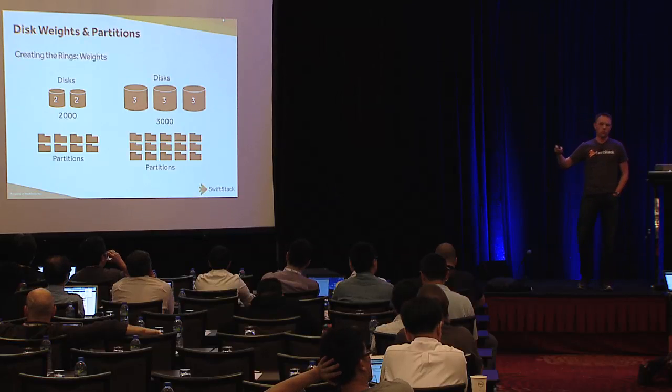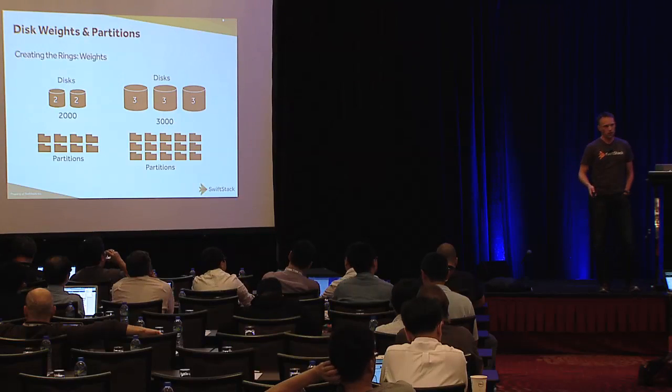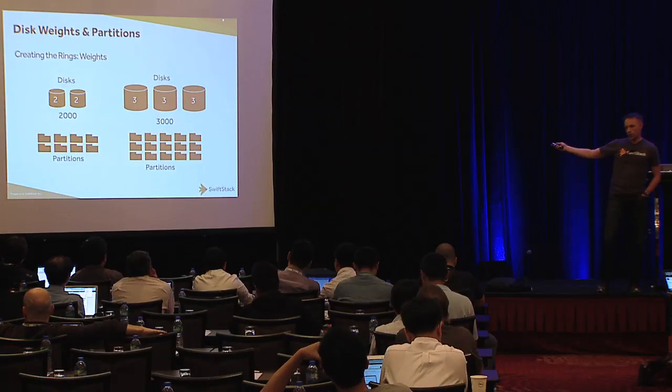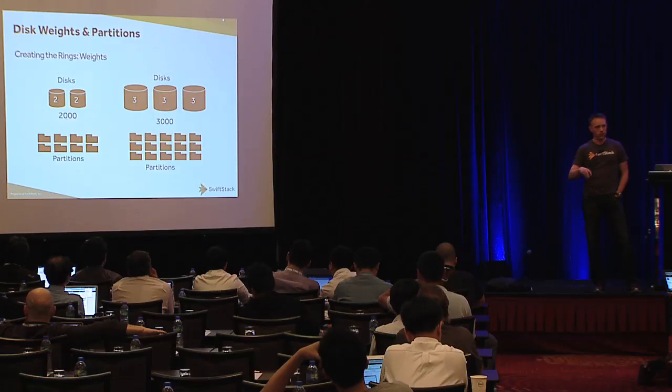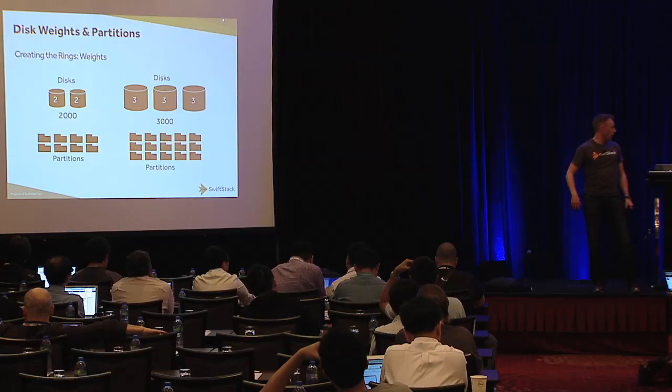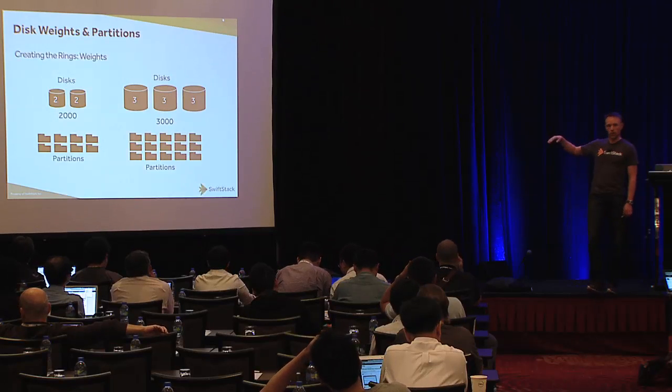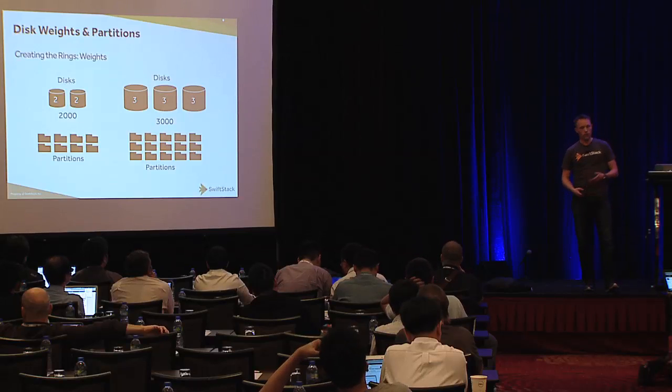That weight, we typically recommend using a 2 for 2 terabytes, or 3 for 3 terabytes, and the partitions then get evenly distributed across these different disks depending on how many partitions and the weight of the disk.